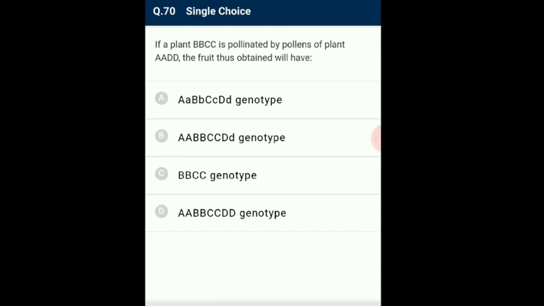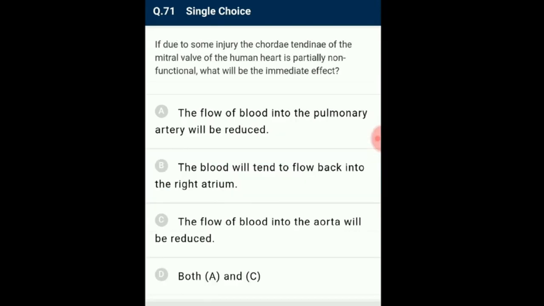The female plant genotype given is capital B, capital B, capital C, capital C. Thus, the fruit thus obtained will have the same genotype, capital B, capital B, capital C, capital C. So the answer for this question is option C, capital B, capital B, capital C, capital C. That is the genotype. Question number 71.